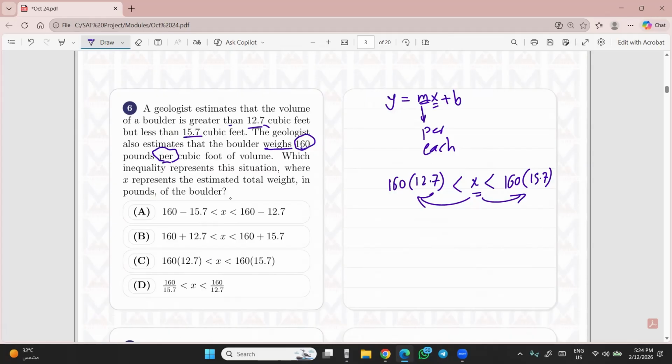X is greater than 12.7, but 12.7 what? Cubic feet, but we need to multiply it by 160 because it is per cubic foot of the volume. So we have to multiply 160 by both, and then x is something between them, which means letter C is our answer.